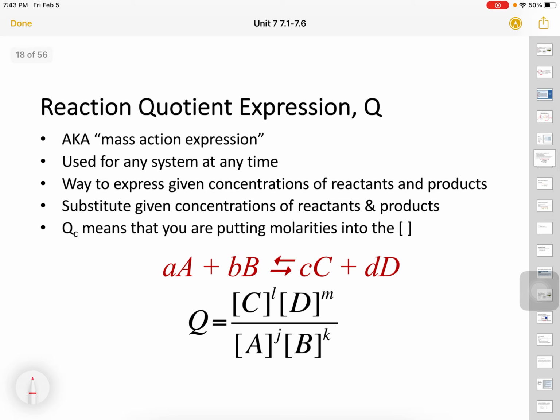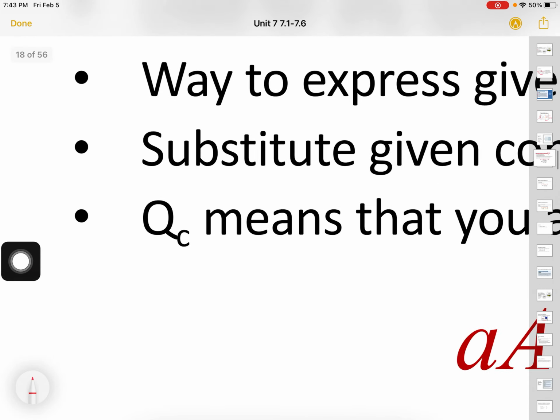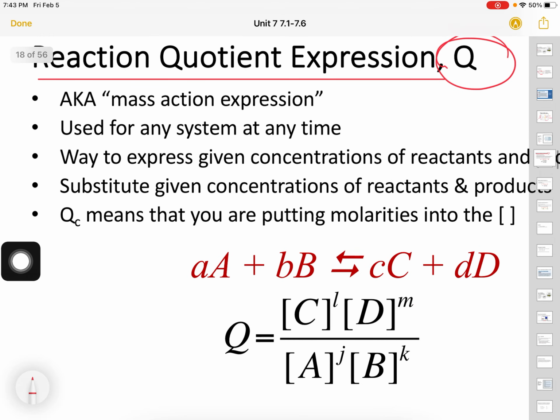Okay, so here's the idea. This reaction quotient expression, or Q, is also known as the mass action expression. It can be written for a chemical system at any point in time: beginning, middle, equilibrium, whatever. It's a way to express given concentrations of reactants and products. Basically, you write the expression and then you substitute in the numbers that you are given. If you see a Q with a subscript of C, that is referring to concentrations in molarity. So this is the way that it is written.